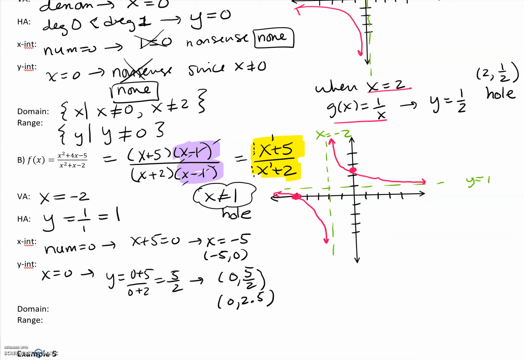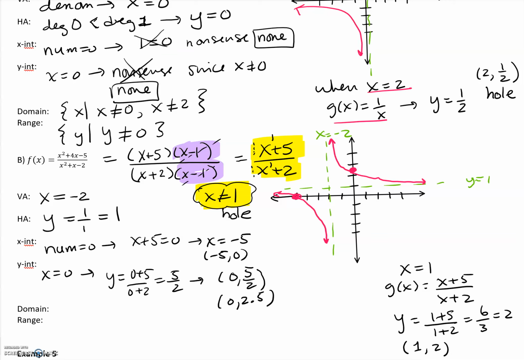However, remember we said that initially, don't ever forget about that because that's a common mistake, forgetting about the hole. Initially, we got rid of the x minus 1 factor, which caused us to create this new function, but we know x can't be 1. So I need to find, when x is equal to 1, where the hole happens exactly. So when x is 1, I put that in, and I get 6 over 3, which is 2. So the hole happens at (1, 2).